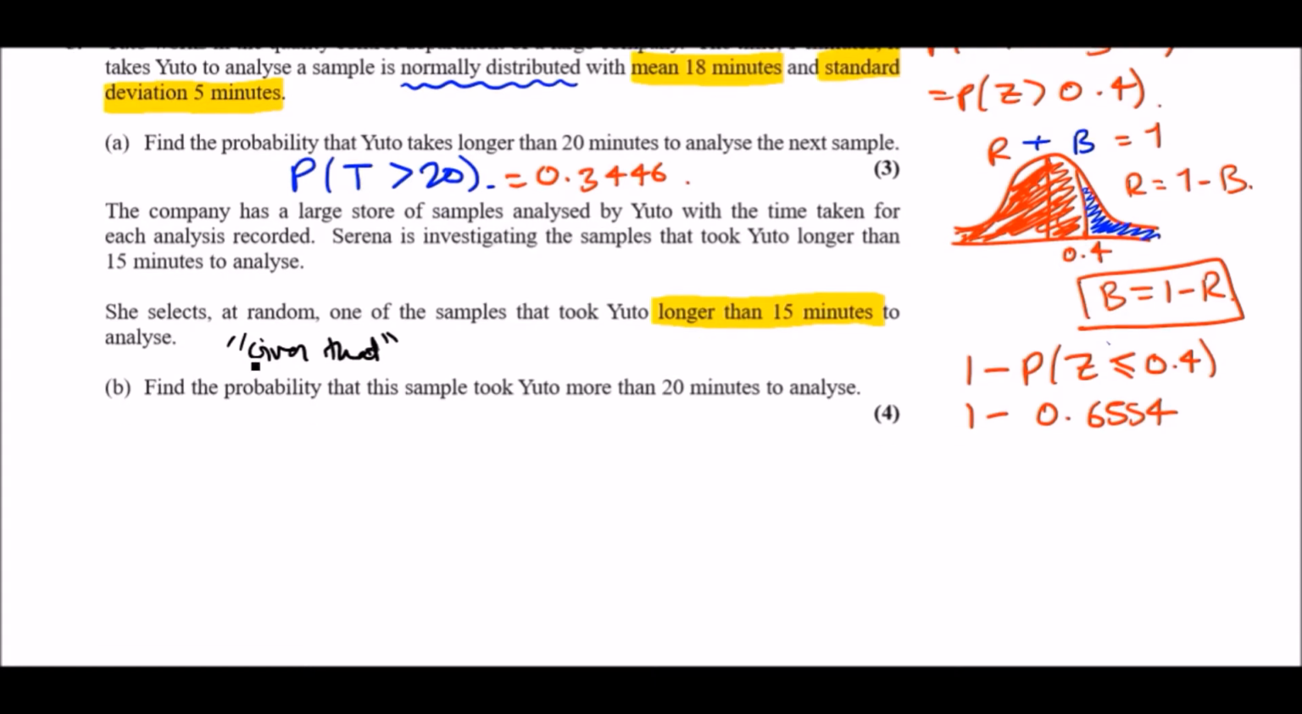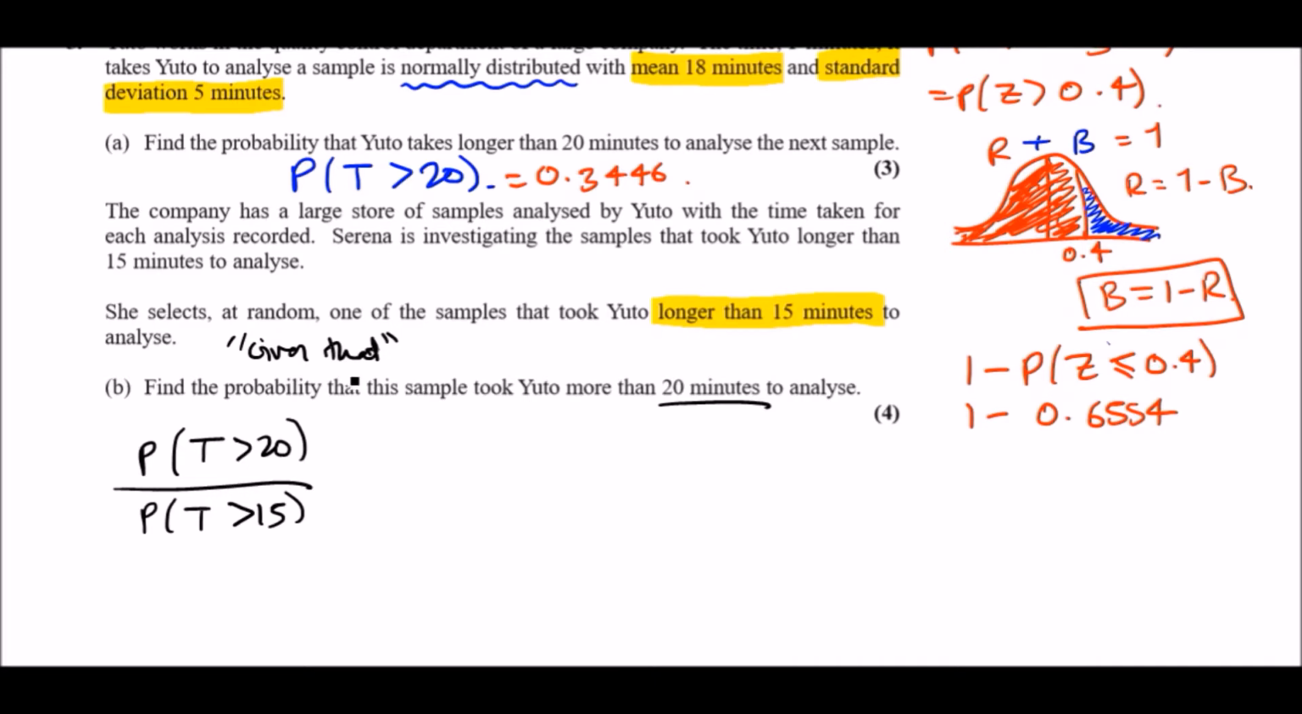So if we were to solve this probability now, be it find the probability that the sample took more than 20 minutes, or this should be the probability that it took longer than 20 minutes over 15 minutes. That's really what they're asking here. So the probability he took longer than 20 minutes, given that he already took at least 15 minutes. So we're finding the probability of being over at least the time difference.